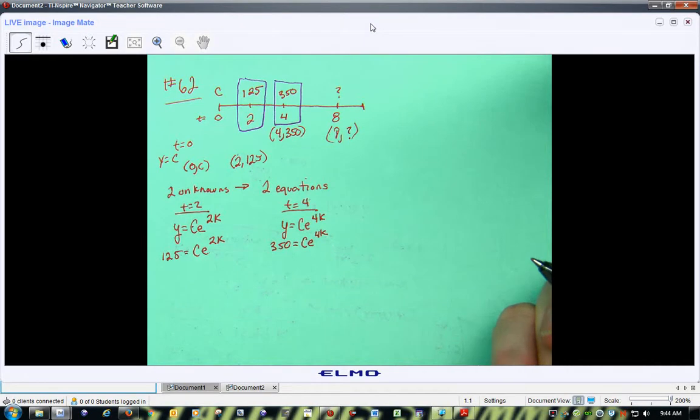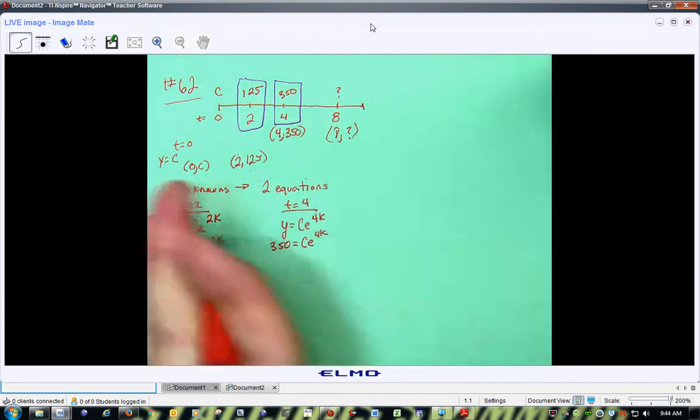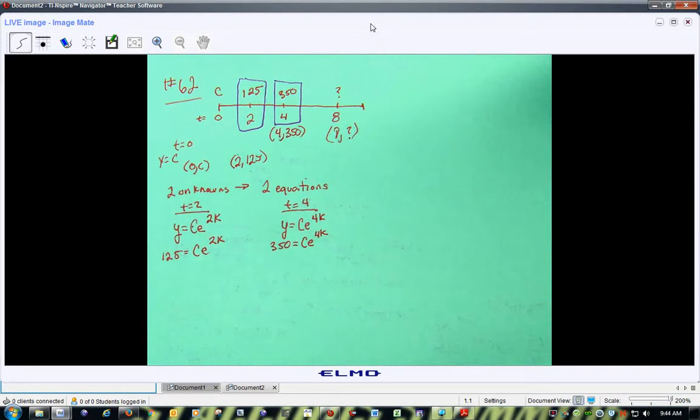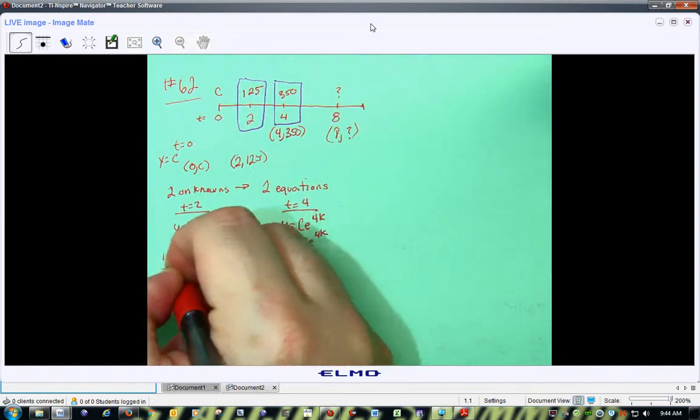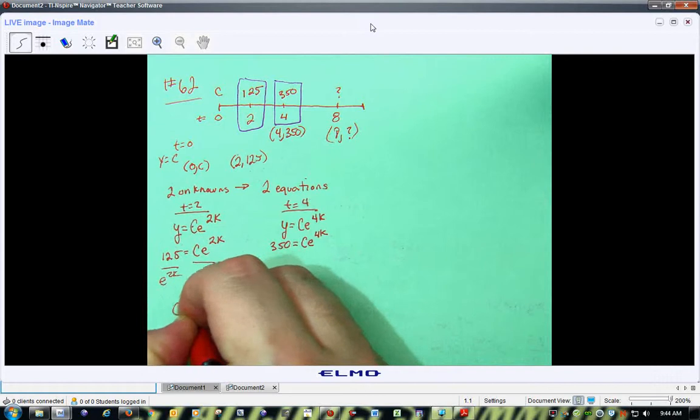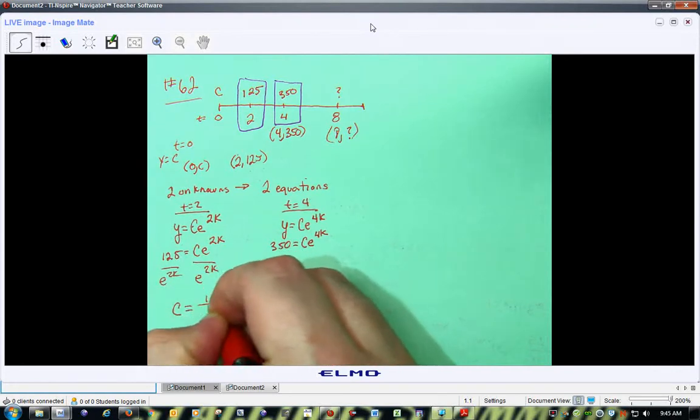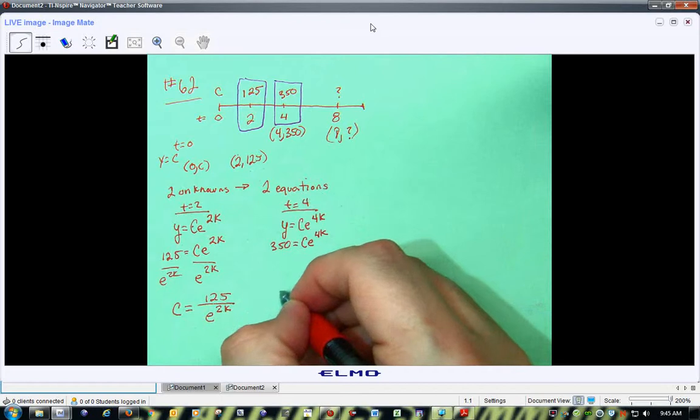Now, since I have two unknowns, what's the easiest connection that I can make between the two? Is the K the easiest connection to make, or is the C the easiest connection to make? The K is up in the exponent of e, so it's kind of hidden away in the attic. The C is easier to access. Exactly right. So if I divide that by e to the 2k, I get C is equal to 125 over e to the 2k. If I do the same thing over here, what am I going to get for my C?